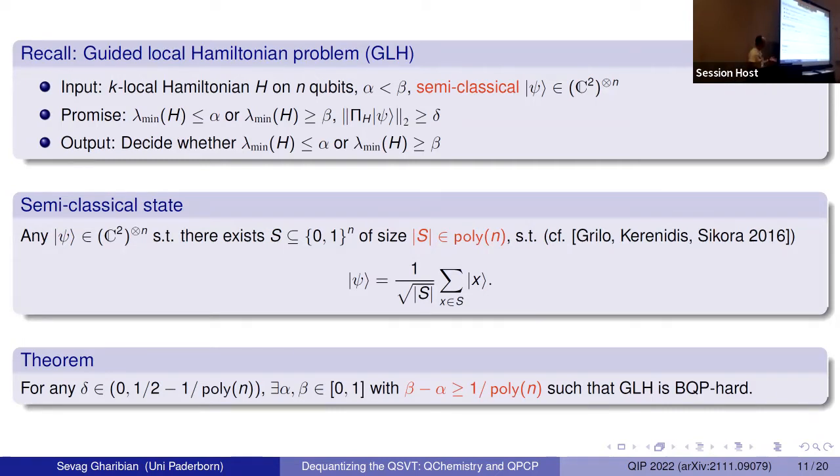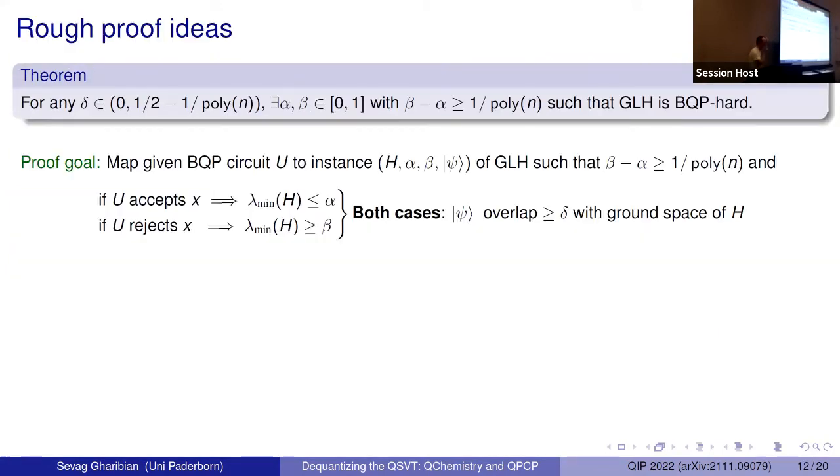I'm not going to go through the full proof. I'll just very briefly sketch the main tools we use on the next slide. It's not too difficult to show this. Up top is just the theorem I stated. What's the goal of any kind of hardness proof? The goal is always the same. In this case, we want to show BQP hardness, so I've got to take a BQP circuit U, and I have to map it to an instance of this GLH problem, so a Hamiltonian and a guiding state psi. The properties I need are twofold. Number one, if U accepts or rejects X, then I need the ground state energy to be small or large, respectively. This property is super easy to get because other people have done the work for us.